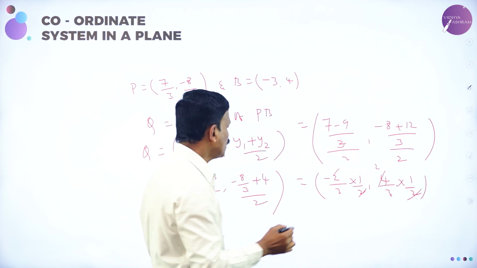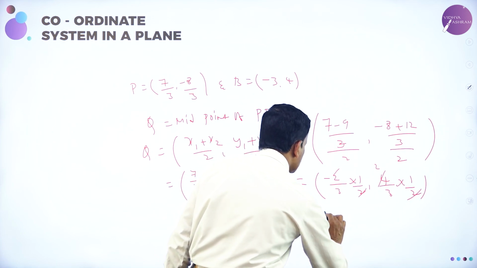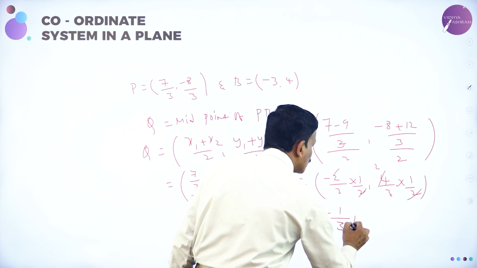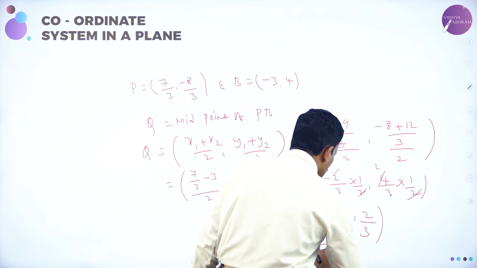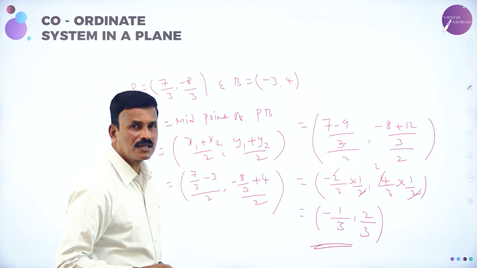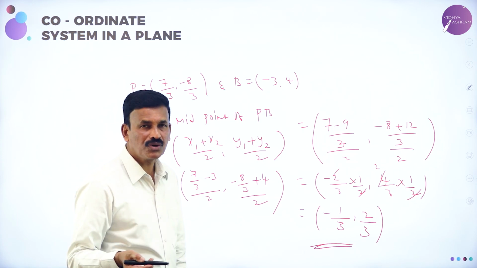Now what is the answer? Divide it. 2 and 2 get cancelled. What is left is minus 1 divided by 3. Here also 2 and 2 get cancelled, 2 into 1 is 2 divided by 3. So the required answer is minus 1 by 3 comma 2 by 3. Okay. Hope you followed.